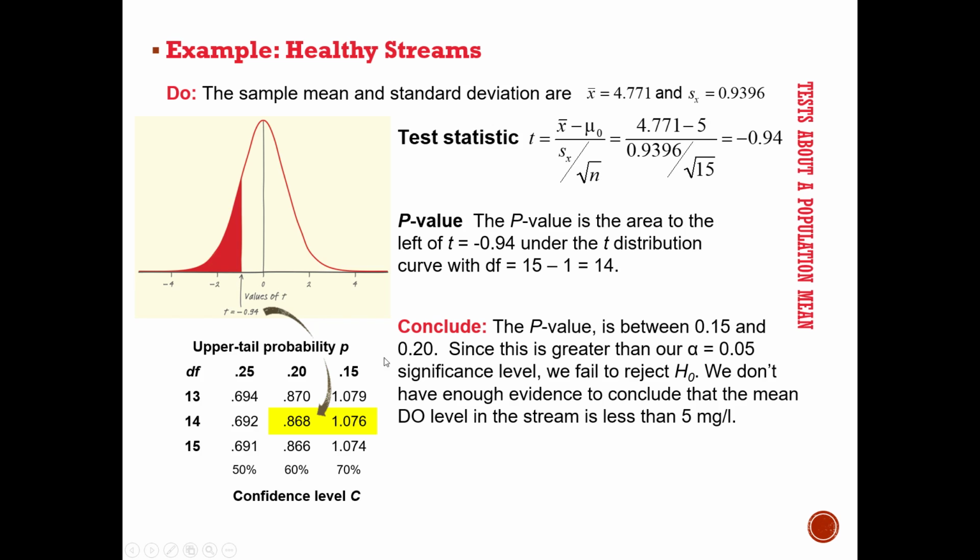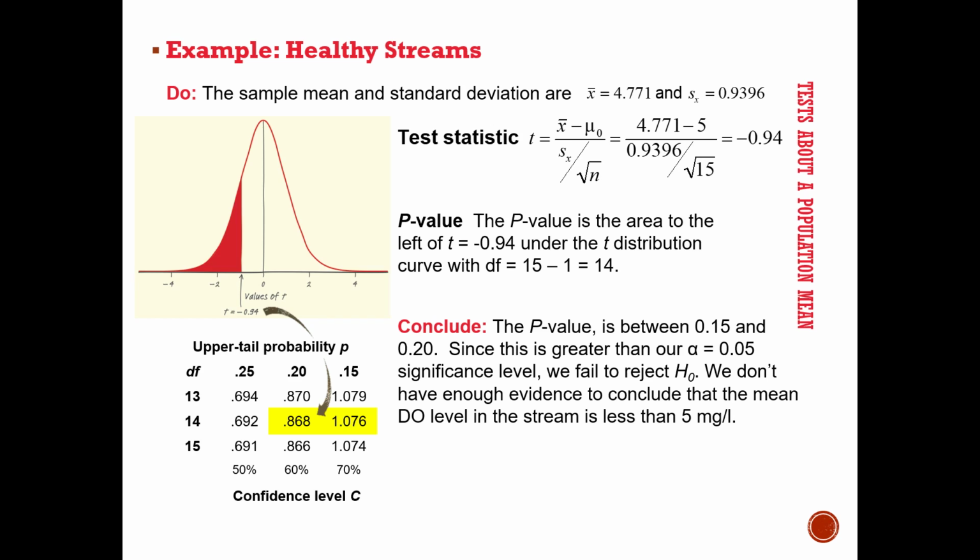Remember, if the lower bound, which is in this case 0.15, is greater than 0.05, we're going to fail to reject. One thing I want to point out, they did not give you a specific alpha level in this problem. When they don't give you an alpha level, you should use 0.05. Unless they specifically give you an alpha level, you should default to 0.05 because that'll be the standard. So again, we don't have enough evidence to conclude that the mean DO level in the stream is less than 5 milligrams per liter.